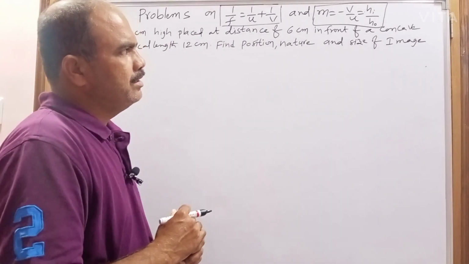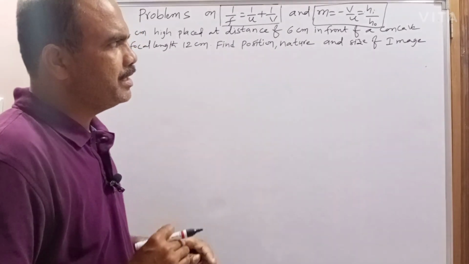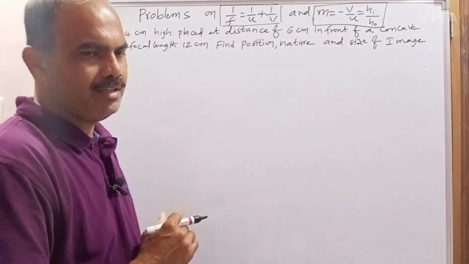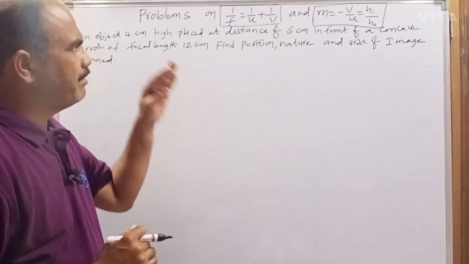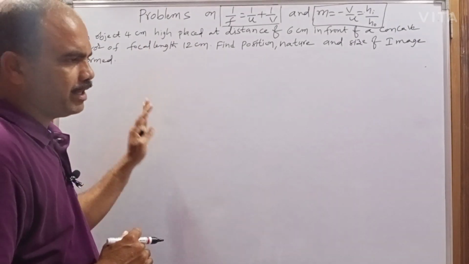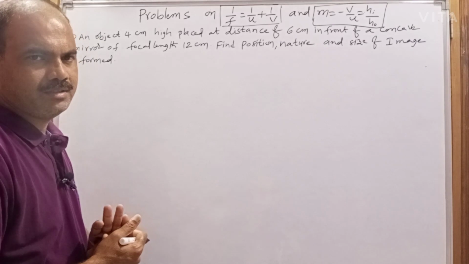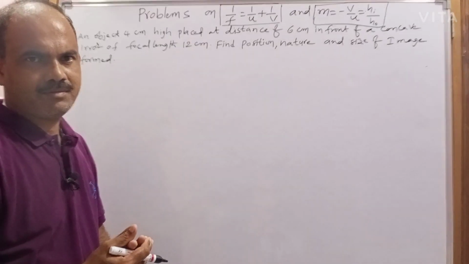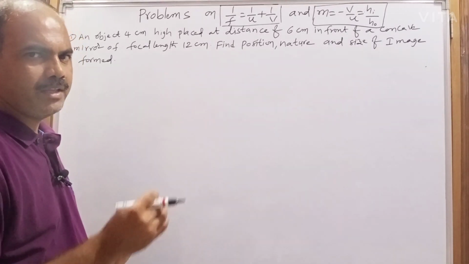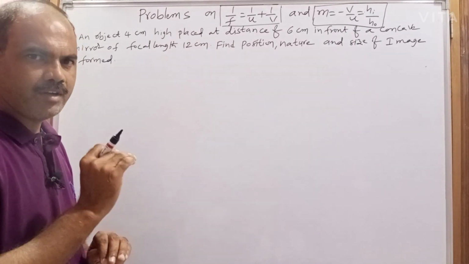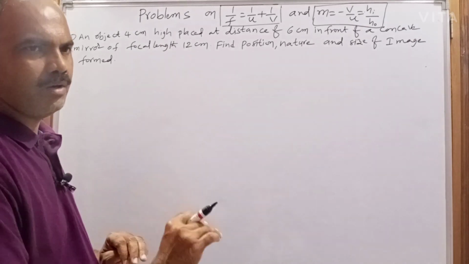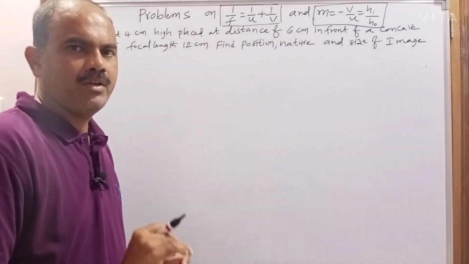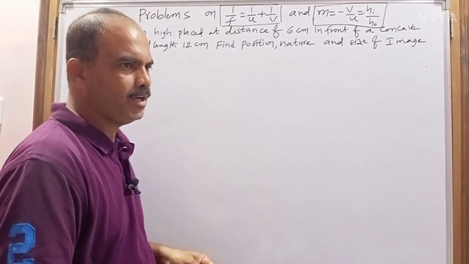After that, you have to identify whether the problem belongs to a concave mirror or a convex mirror. Second, you have to write the given data in the problem. After that, you have to select the suitable formula and apply the sign convention. After applying the sign convention, only then substitute the values in the formula. After simplifying, you get the result. So now I am coming to this problem.